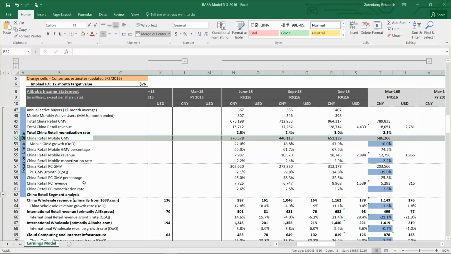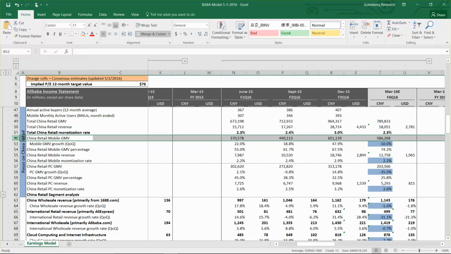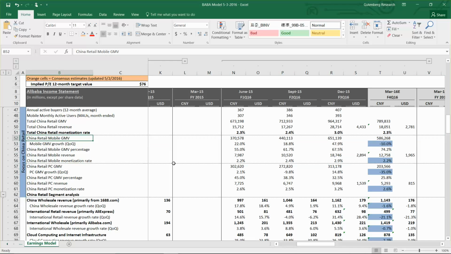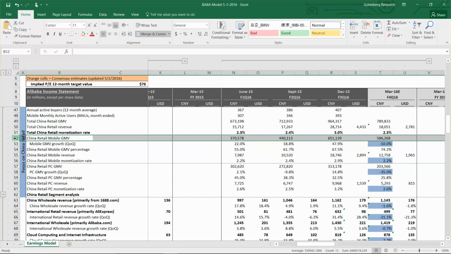You can also play a similar type of idea where if you think more of the GMV is going to shift from PC to mobile, which is in fact what we're seeing, then you'd want to have the PC GMV shift down and the mobile GMV become a larger percentage of total GMV. And that's what we've included in our assumptions for the next couple of quarters.